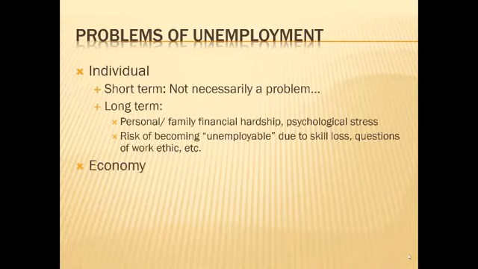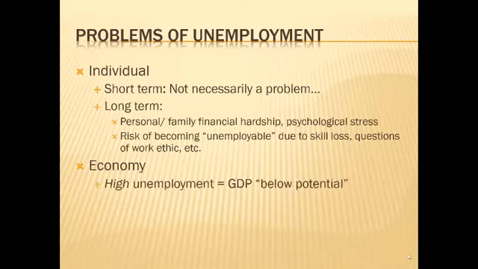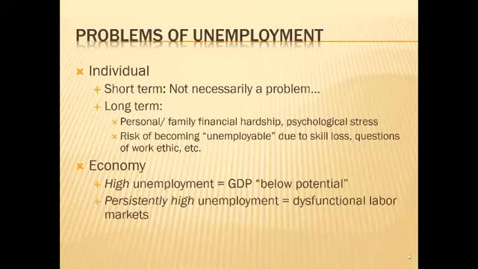Then for the economy, unemployment's problematic because if we have high unemployment, we have a lot of people who want to be working and contributing to output, and they're not. So GDP could be below potential. And if unemployment is persistently high, that's a sign that something's wrong with your labor market. The labor market institutions are maybe doing a poor job of matching available workers to available job openings, and that could be a sign of kind of an unhealthy economy.